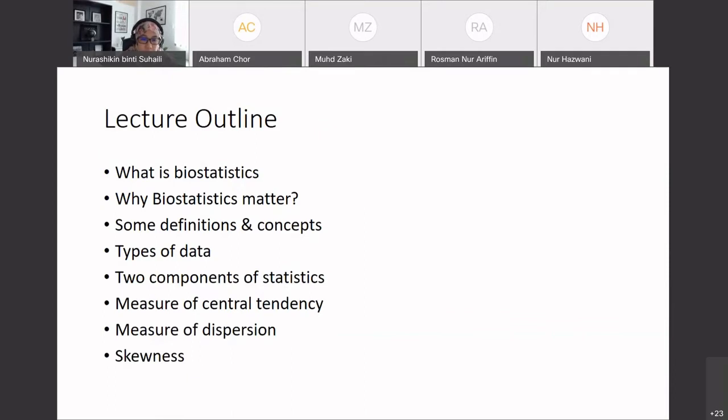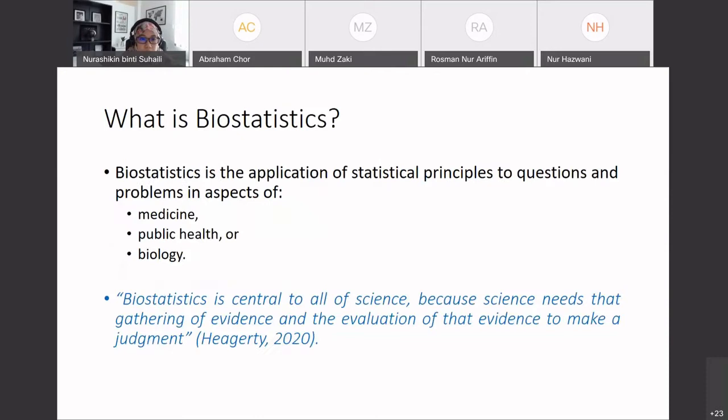So what is biostatistics? Why biostats matter? Some definitions and concepts. What are the types of data? The two components of statistics, measure of central tendency, measure of dispersion, and skewness. Those are the subtopics that we're going to discuss in this lecture.